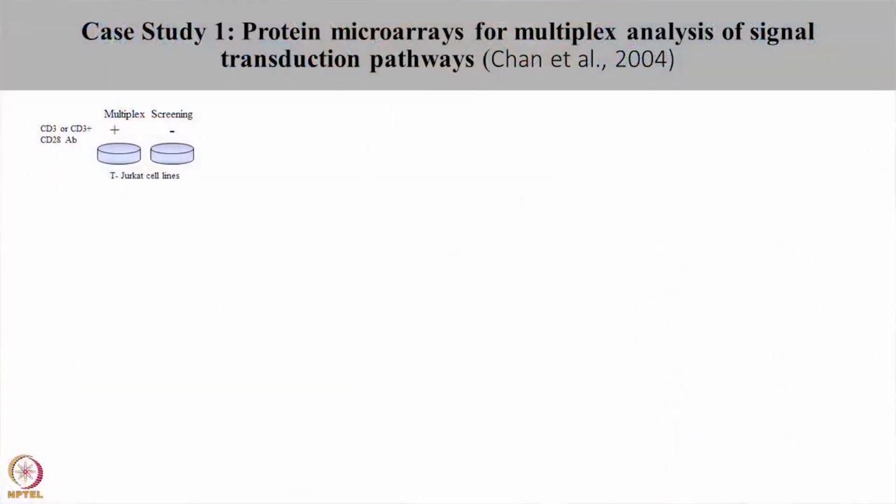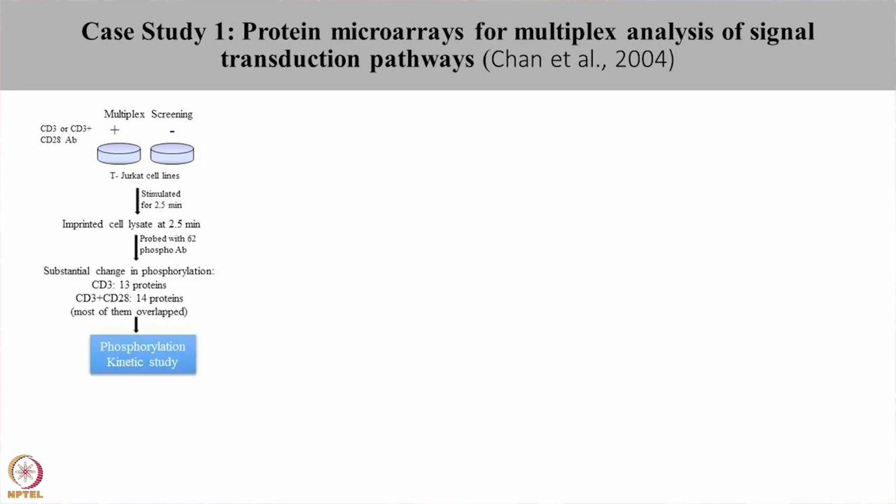To further understand the signaling events in the T cells, Chan et al. activated Jurkat cell lines with CD3 antibody and with CD3 and CD28 antibody in combination. These cell lysates were stimulated for 2.5 minutes and were imprinted in 6 replicates onto the nitrocellulose membrane coated slides. Further, the phosphorylation status for these 62 proteins was studied using phosphoantibodies.